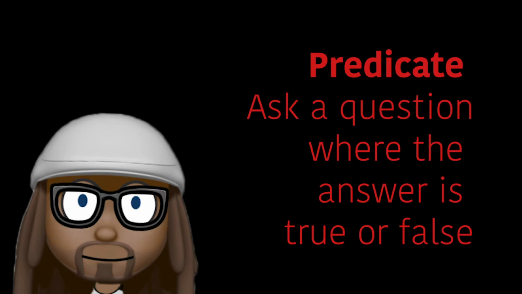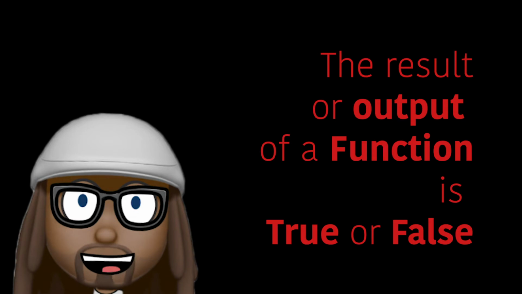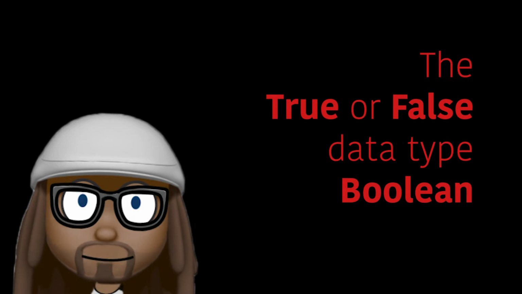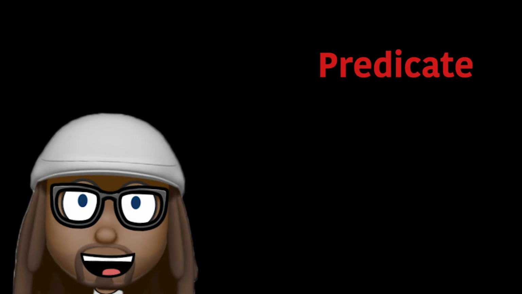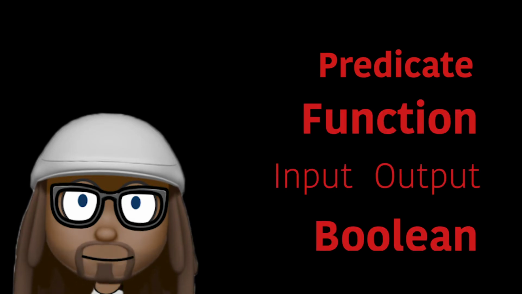A predicate asks a question where the answer is true or false. In computer science, this question comes in the form of a function. The result or output of the function is true or false, or yes or no. The true or false, yes or no data type is a Boolean. Predicate, function, input, outputs, and all are Booleans.